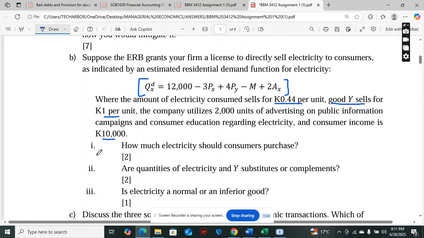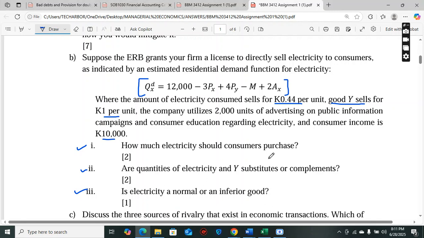We have three questions here. First, how much electricity should the consumers purchase? Number two, are the quantities of electricity and Y substitutes or complements? Three, is electricity a normal or an inferior good?